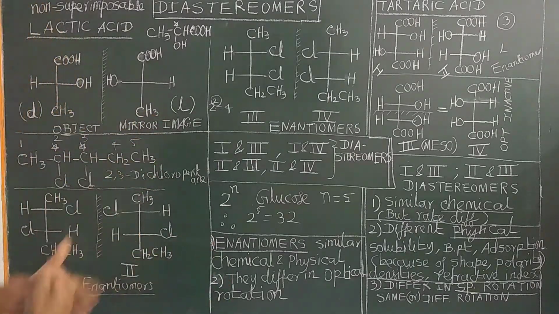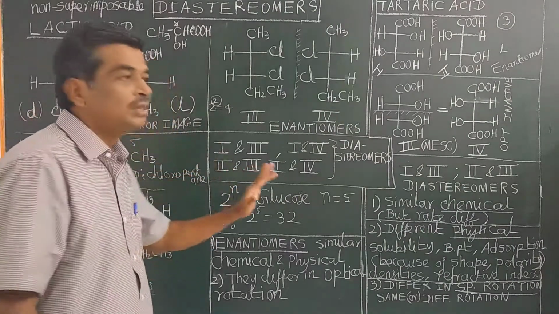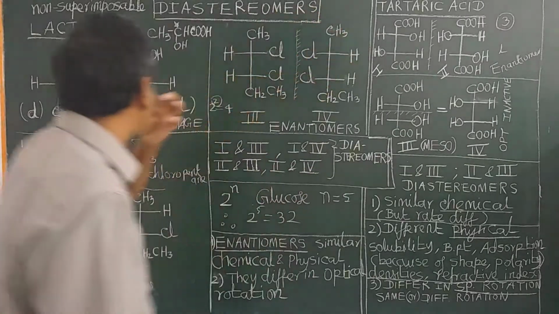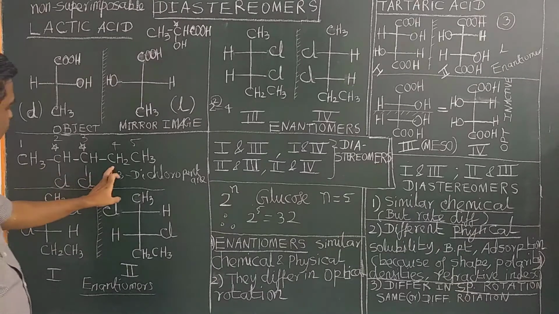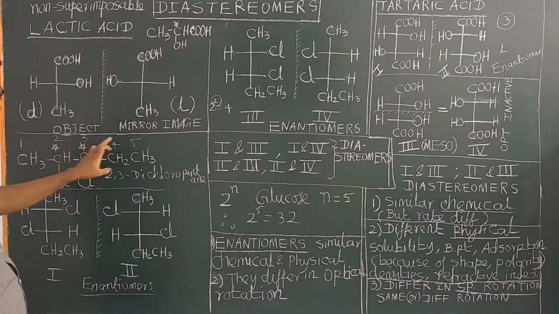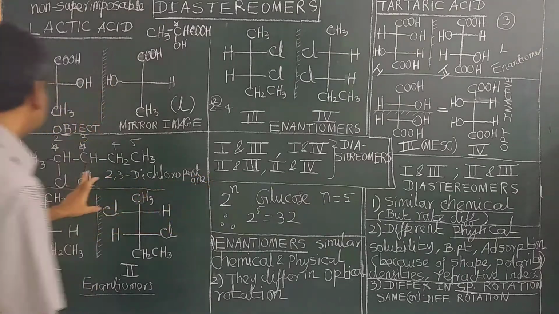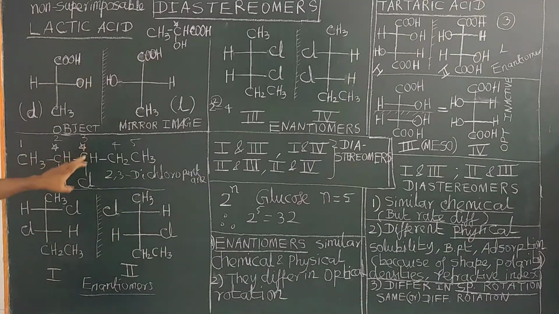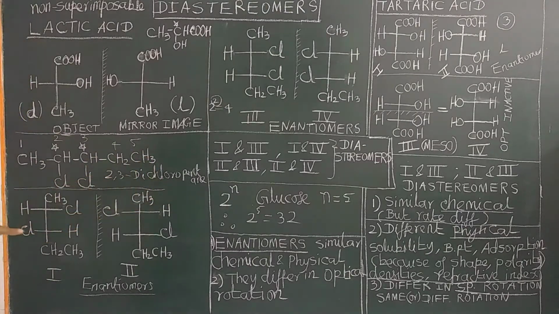If you have two asymmetric carbon atoms, then you will have enantiomers as well as diastereomers. You will get diastereomers when you have more than one asymmetric carbon atom. For example, consider this molecule, carbons 1, 2, 3, 4, 5. So, 2,3-dichloropentane. There are two asymmetric carbon atoms as shown here. You can represent it in the form of a Fischer projection formula.